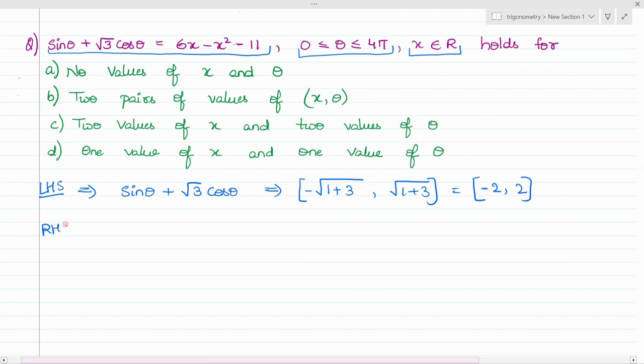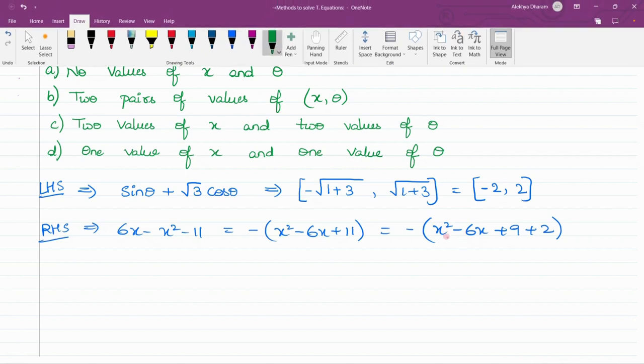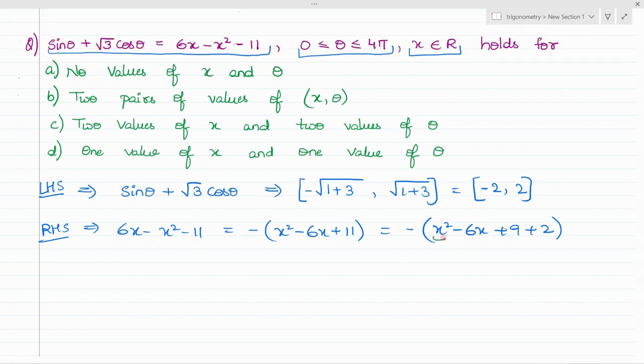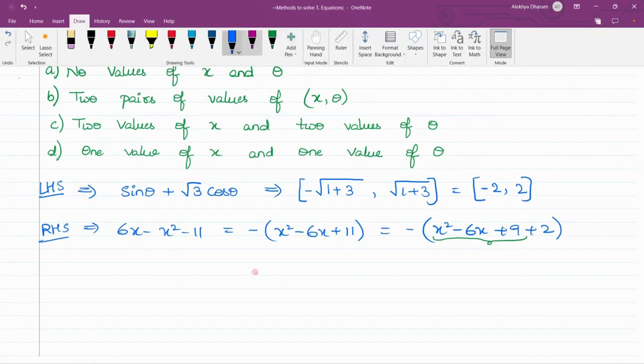Now let's see the RHS, which is 6x minus x square minus 11. In this, take minus common. It becomes x square minus 6x plus 11. This 11 we can split as x square minus 6x plus 9 plus 2. Why plus 9 plus 2? Because if you think about the next step, x square minus 6x plus 9 is nothing but x minus 3 whole square.